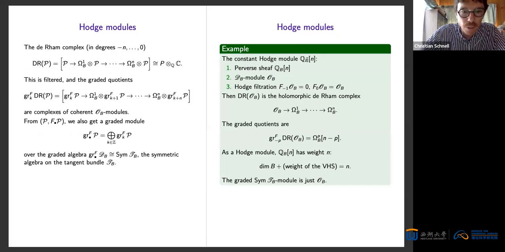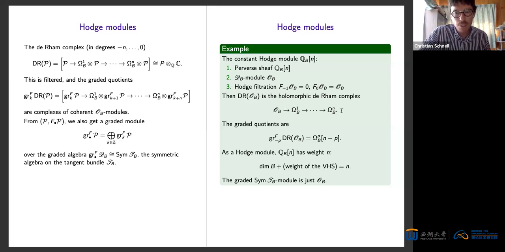Again, B is a manifold of dimension n. The perverse sheaf is just the constant sheaf but shifted to make it perverse. The D-module is just the structure sheaf with the usual action by differential operators. And the Hodge filtration is just the trivial filtration that jumps at F_0. In this case, the de Rham complex is just the usual holomorphic de Rham complex.